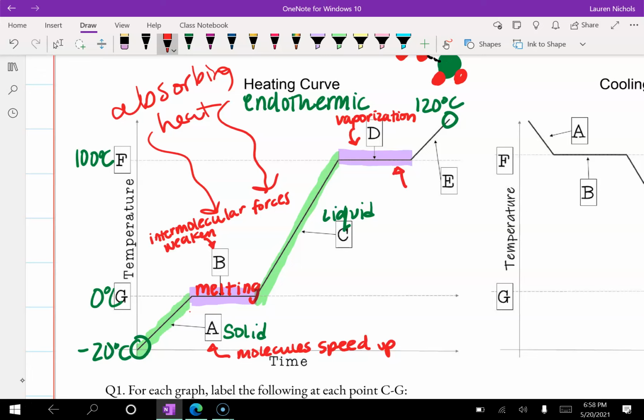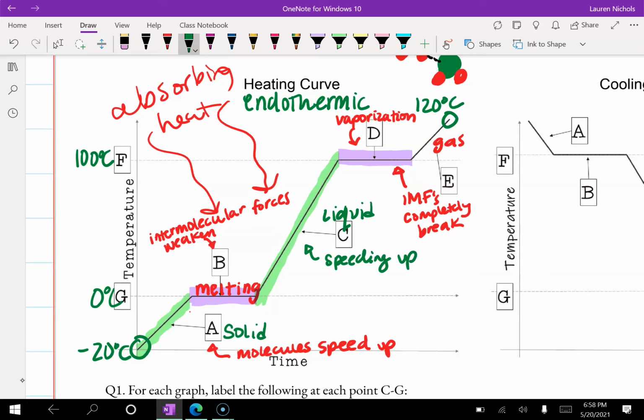Now at this point here, in order for these molecules to change into a gas, which is what we have in segment E, this means that the IMFs, or the intermolecular forces, completely break. And that's what allows the molecules to separate completely and just travel all around the room as a gas, as steam. So in the flat sections, it's all about the intermolecular forces. And for the diagonal sections, it's all about how the molecules are speeding up.